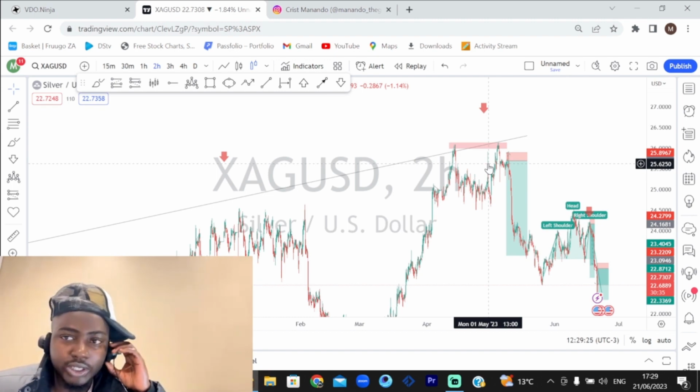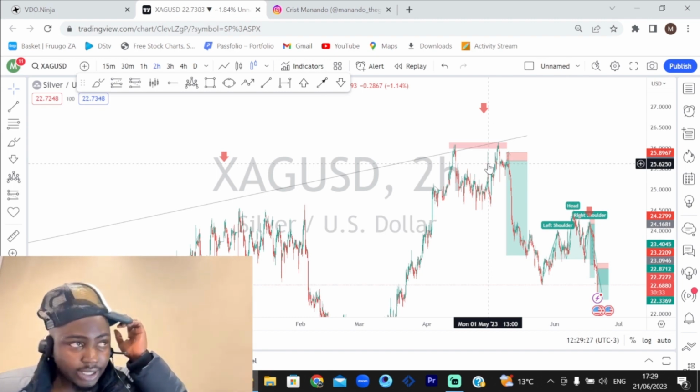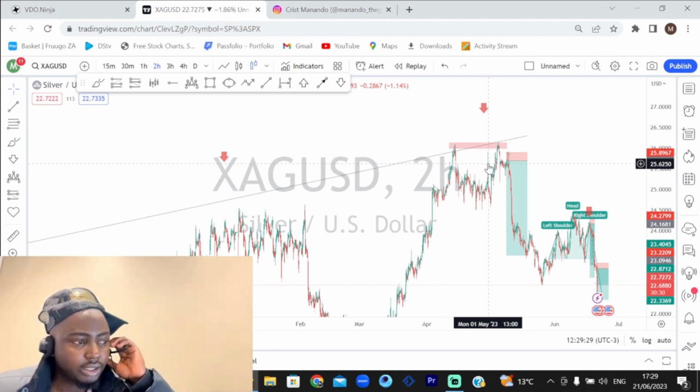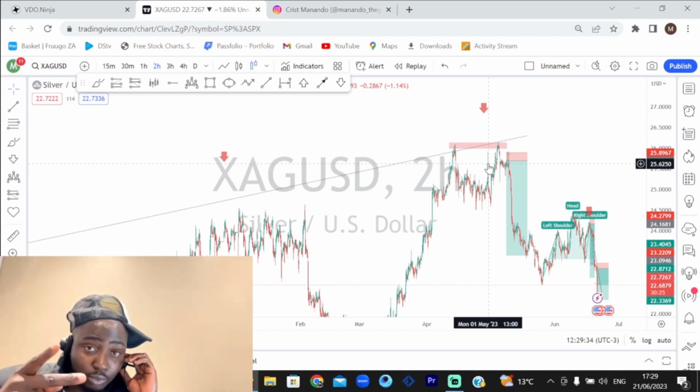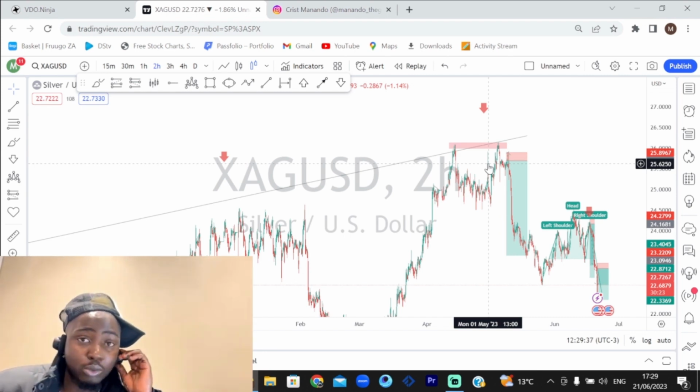So you can see it's never really too late when you miss your initial setup. You can always wait for the next setup as long as you know that the price moves in two phases, the impulse and the correction, which the correction is always a continuation or a reversal. So always keep that in mind.